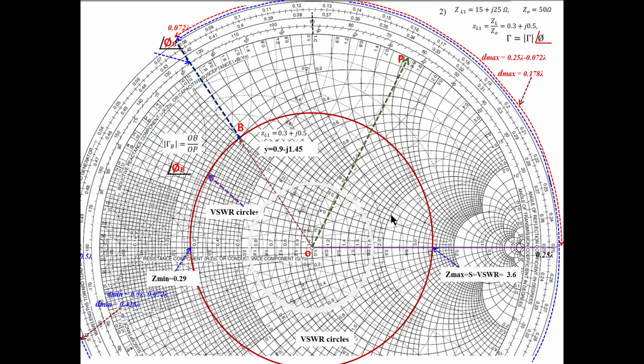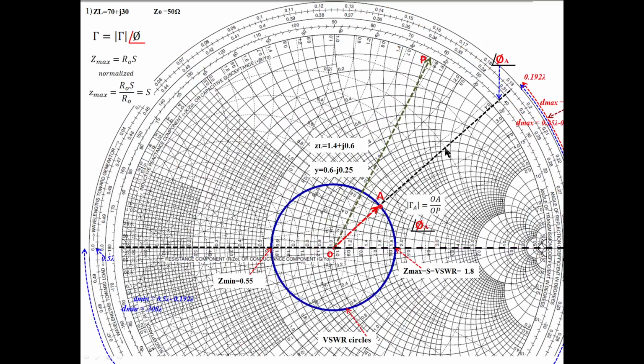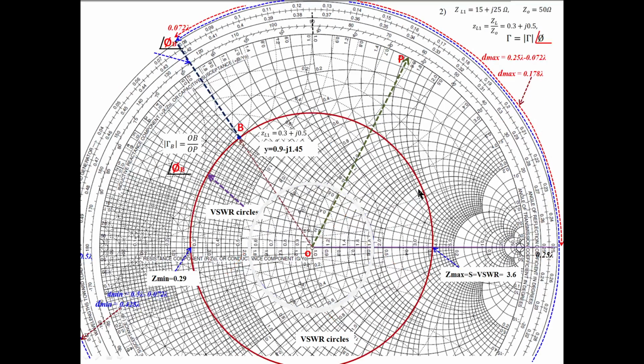That is how we find the angle and magnitude of the reflection coefficient for different loads. This is one more load, with Z0 equal to 50 ohm. This is the normalized load, we marked it, and we obtained the value as OB by OP. This is just the ratio of this distance to the distance OP, up to the maximum scale distance. Using a scale, you have to measure it on your Smith chart.